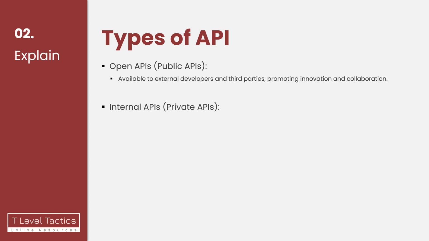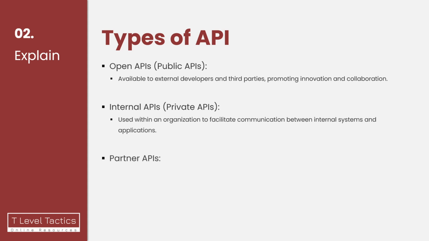There are internal APIs or private APIs, and these are usually used within organizations to facilitate communication between internal systems and applications not usually available to the public. And partner APIs, which will be shared with specific business partners to enable collaboration and data exchange.